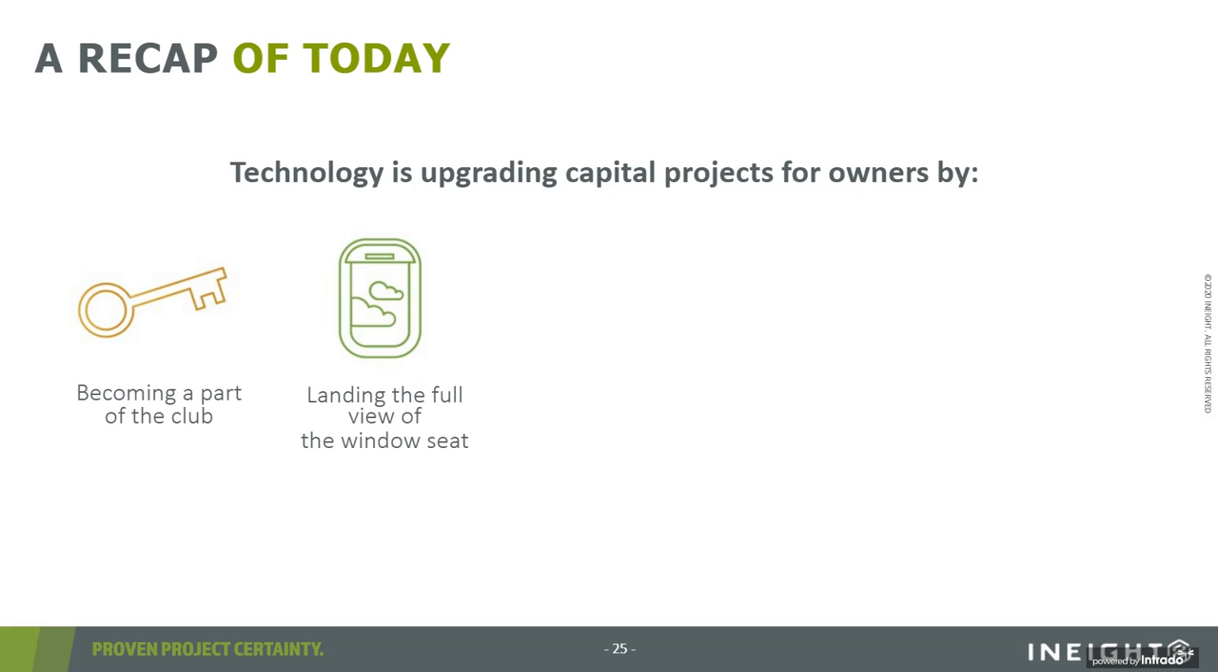So that full view from the window is not just about where you're at, but it's about looking ahead and where you're going. In today's capital project systems, again, implemented at that owner level, having control of the technology means having that full view from the window.